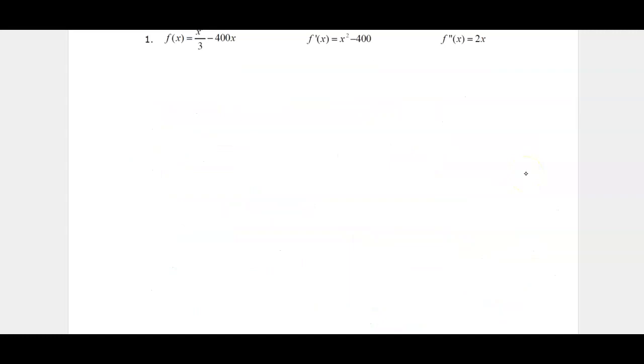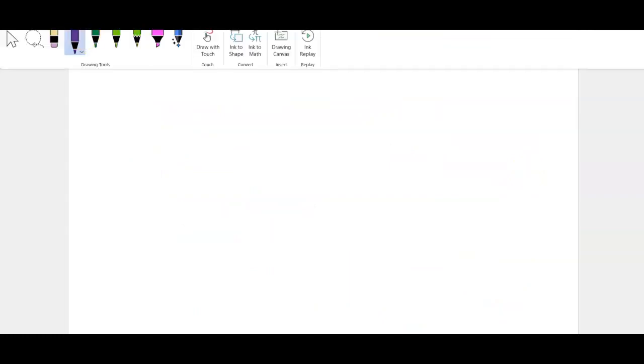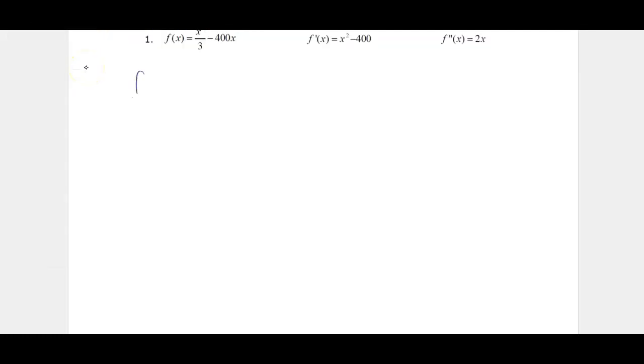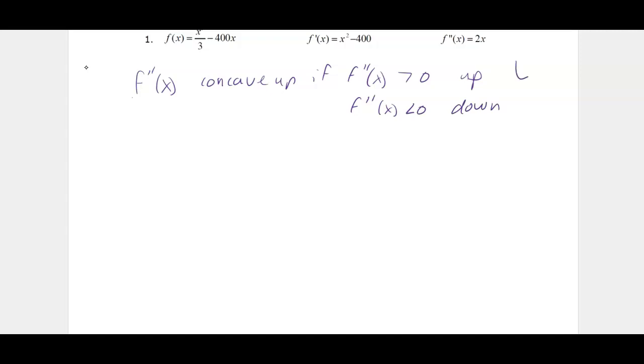Okay, now to look at where the function is concave up and concave down. The second derivative determines concavity. If the second derivative is positive, you're concave up, and if the second derivative is negative, you're concave down. Now, what does concave up and down look like? Concave up looks like this. Concave down looks like that. It doesn't have to be the complete U shape, but if it's got kind of a bottoming out, it's concave up, and kind of a topping off, it's concave down.